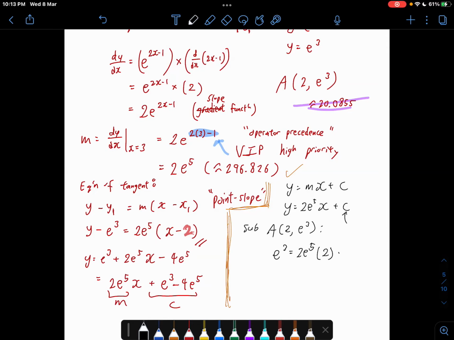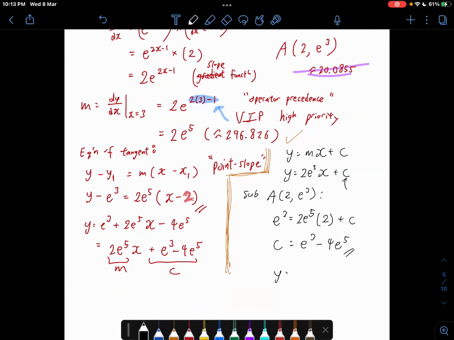Then sub in the x with 2 for c. Solving for c, you realize it's the same. 2 times 2 is 4, so e cubed minus 4e power 5. So you can sub back into y equals 2e power 5 x plus c. But what's c? We just found it: e cubed minus 4e power 5. That's the answer, same as the previous one. Okay?